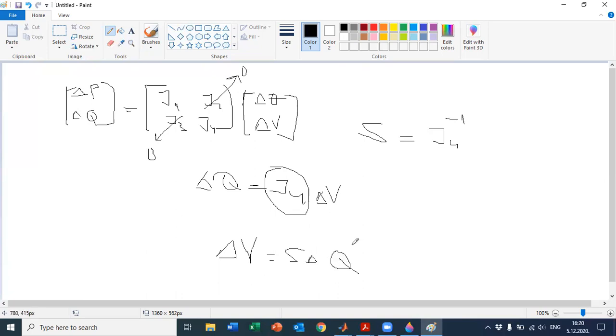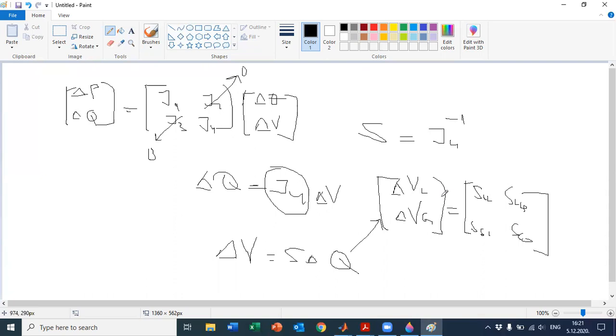Furthermore, what they did in the paper is that they divided the voltage deviation vector into the deviation of the load buses and the voltage deviations of the generator buses, meaning that this S matrix also changes its shape into SLL, SLG, SGL, and SGG, connecting the voltage deviations in the load nodes and in the generator nodes with the respective reactive power changes, delta QL and delta QG.